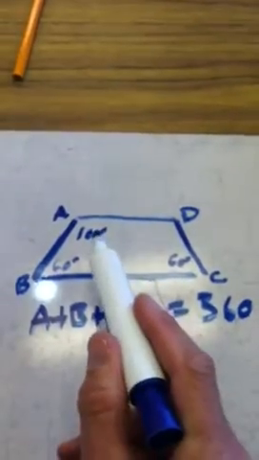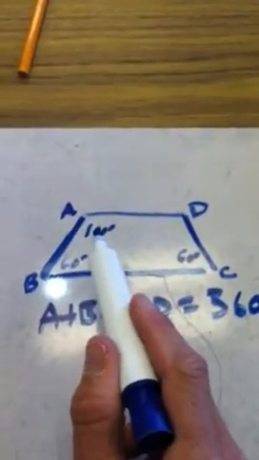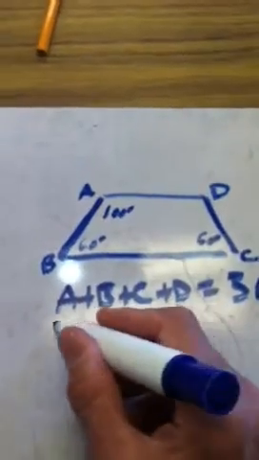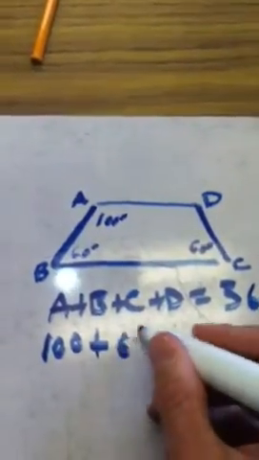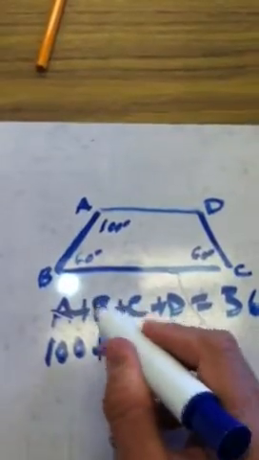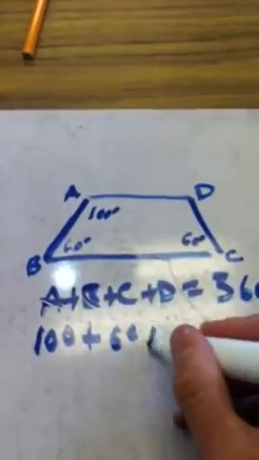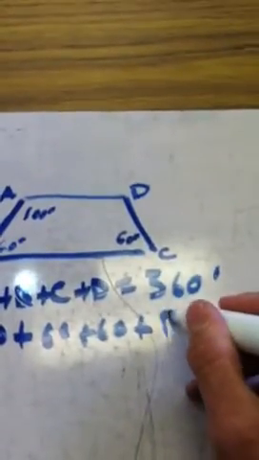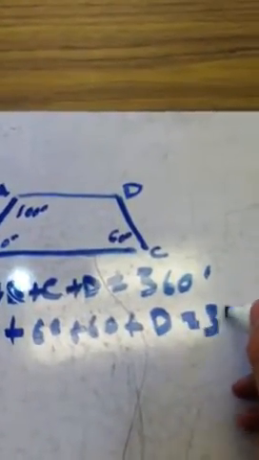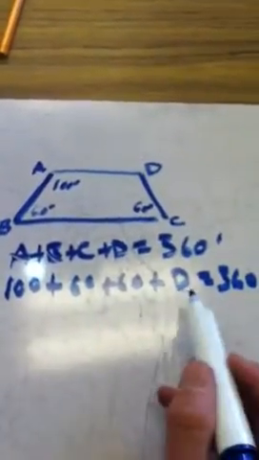Now I'm going to substitute in, just like I do in algebra, my known numbers. So for A I'm going to write 100 because I do have that. For B I'm going to write 60. I'm going to cross them out as I go so I know I've done it. For C I'm going to write 60. And for D it's unknown, so I'm going to put the variable D, and then equals 360. So that's how it's set up as an algebra problem. As you can see, I have an equation here.